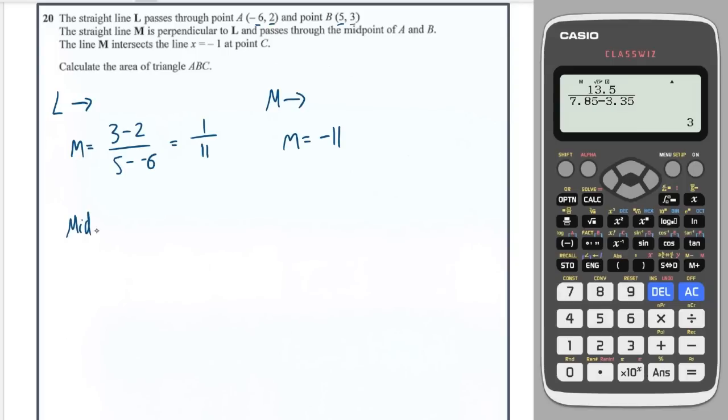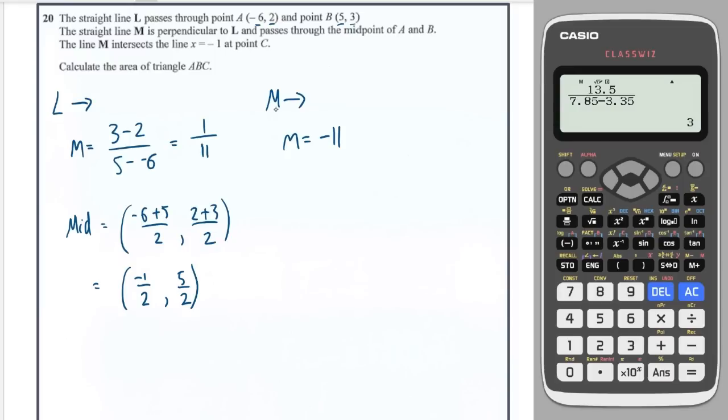Okay, so we need to find the midpoint of AB. And we do that by averaging the x-coordinates first. So minus 6 plus 5 divided by 2. Then averaging the y-coordinates. So 2 plus 3 divided by 2. So this gives me minus 1/2. And this gives me 5 over 2.